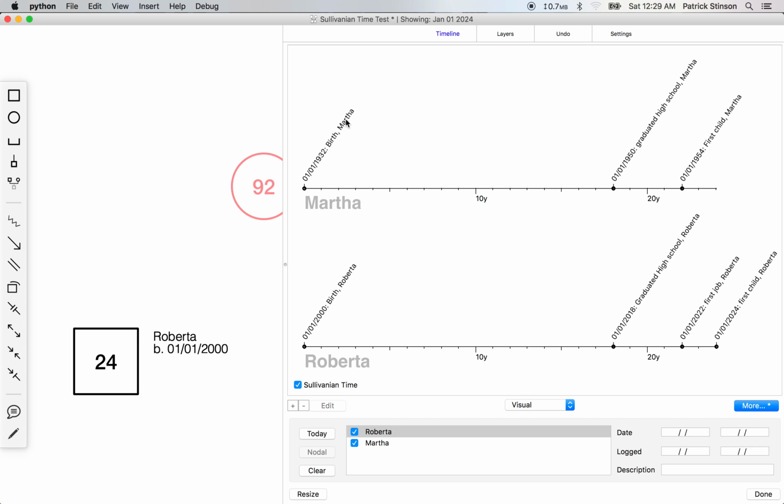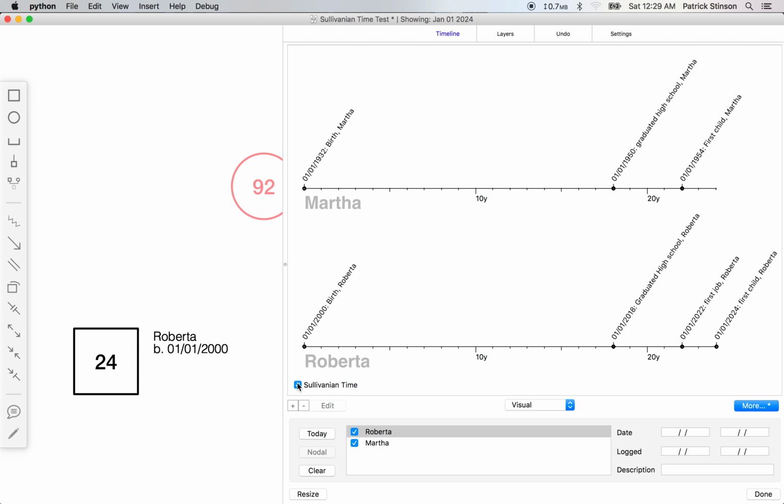So you can see here they were both born at the beginning of their timeline, 1932 for Martha, 2000 for Roberta, and then at 18 each graduated high school right at the same time, and then in their early 20s Martha had her first child at 22, and then at 22 Roberta had her first job, and then she had her first child at 24.